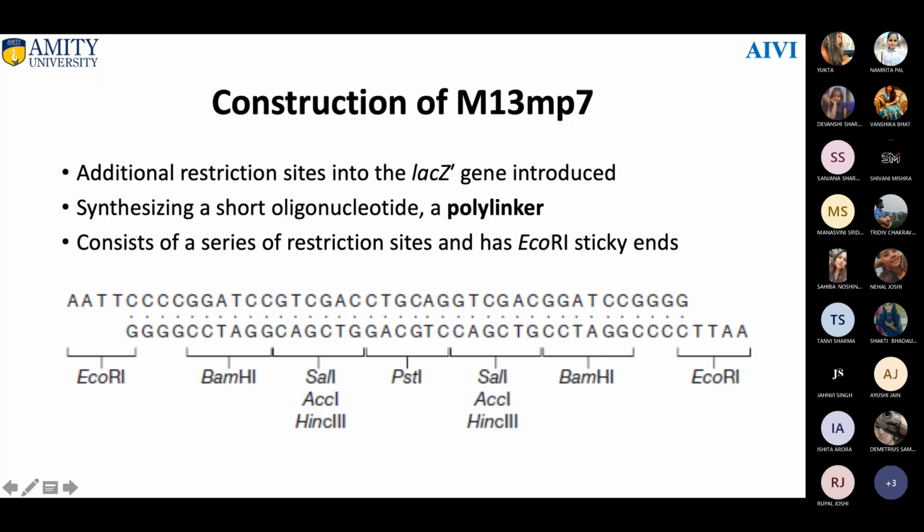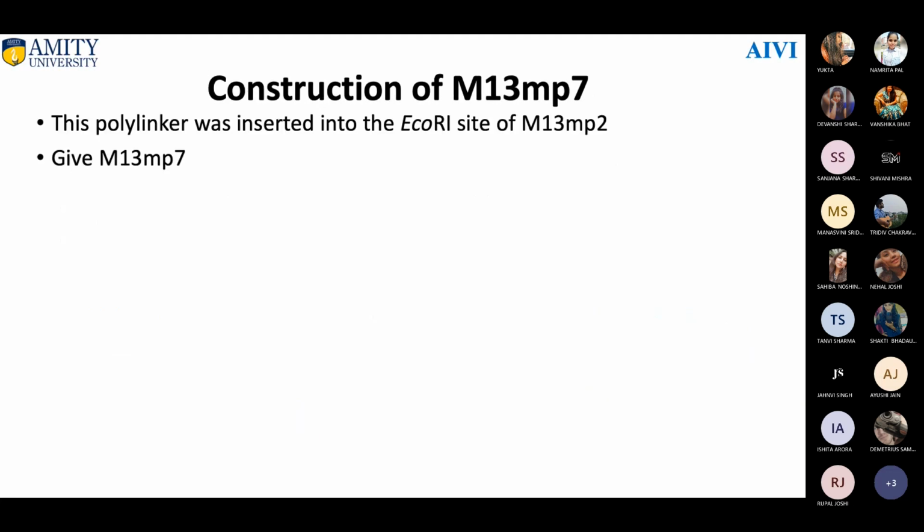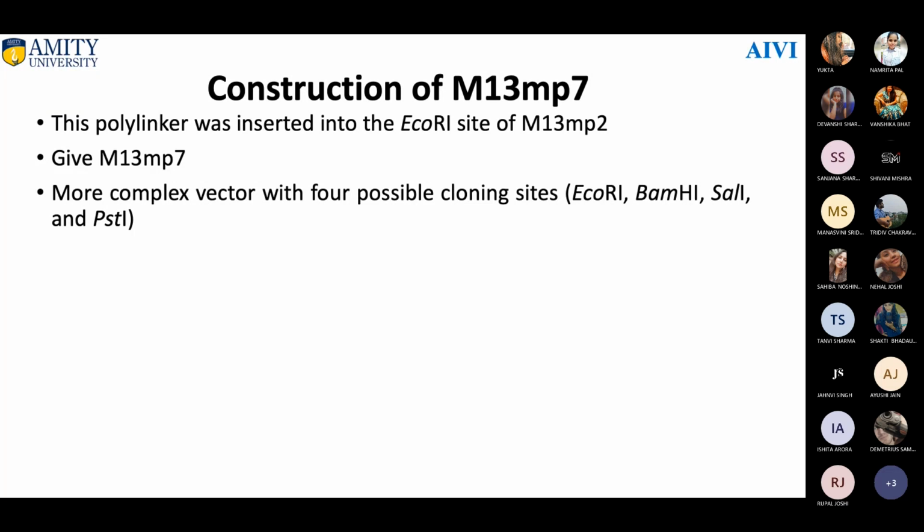Between this MP2 and MP7, many changes are going to be there, in the way you incorporated various restriction sequences. So this polylinker sequence was inserted into the EcoRI site of M13 MP2 to give M13 MP7. So it is a more complex vector with the four possible cloning sites: EcoRI, BamHI, SalI, and PstI. This is the way you incorporate it.